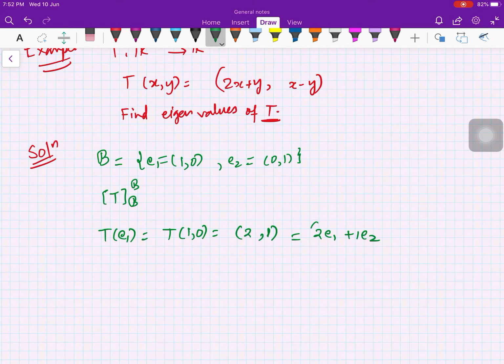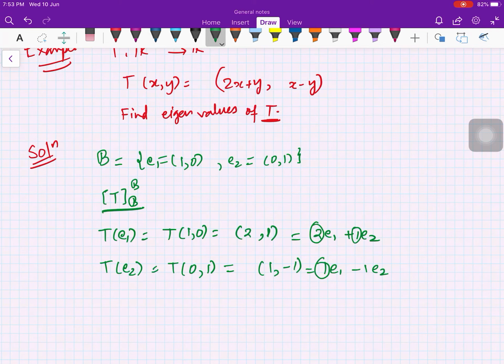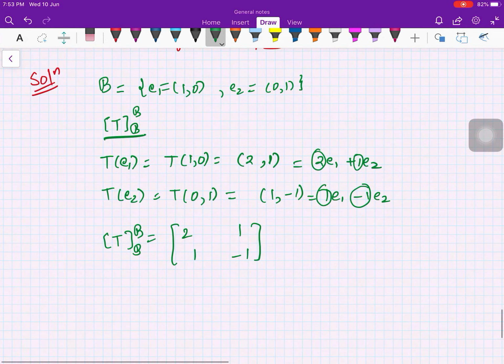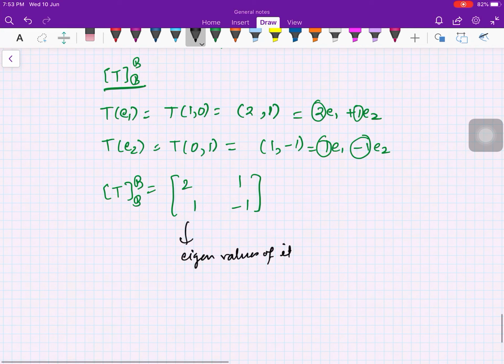So the first column of my matrix will be 2 and 1. For the second column, T of e2, that is T of (0, 1), is (1, minus 1), that is 1 into e1 minus 1 into e2. So my second column will be 1 and minus 1. So T beta beta is [[2, 1], [1, -1]]. Now for its eigenvalues, call it A.